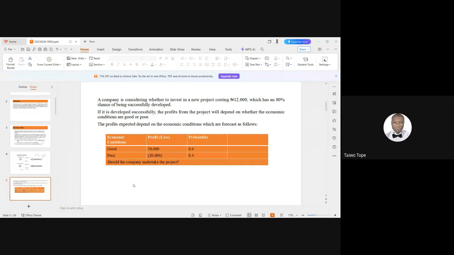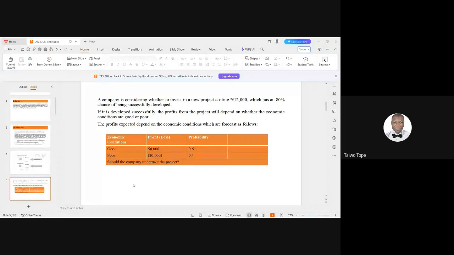All right. So we have a question here. It reads that a company is considering whether to invest in a new project costing 12,000 naira, which has an 80% chance of being successfully developed. If it is developed successfully, the profit from the project will depend on whether the economic conditions are good or poor.